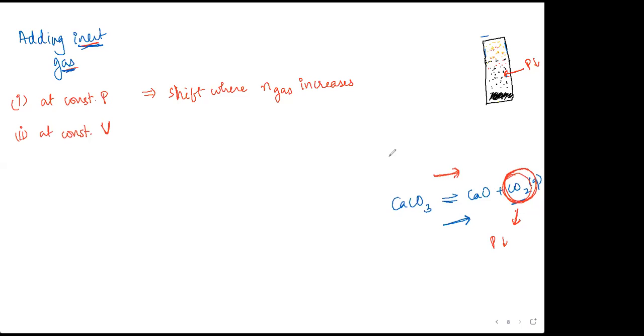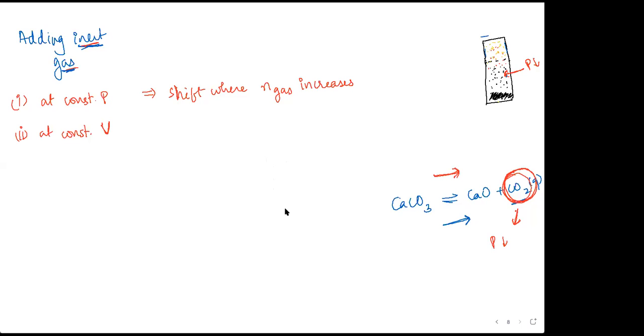Okay, better or not, still confused? I'm still not able to. Because what we were told was that inert gas does not affect the equilibrium, and does not affect the rate of reaction.